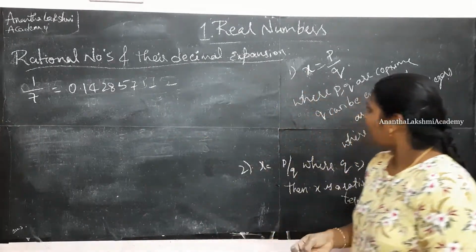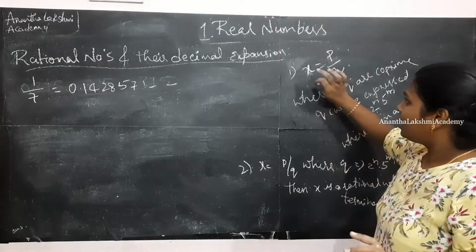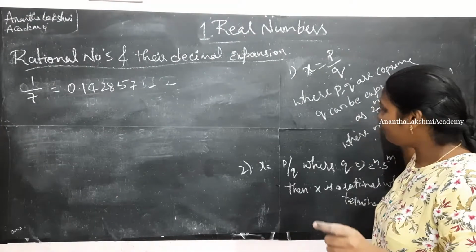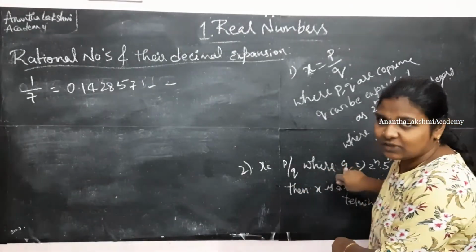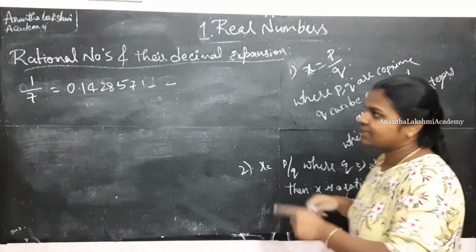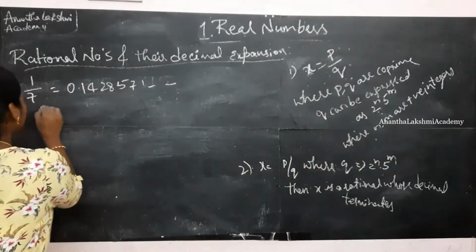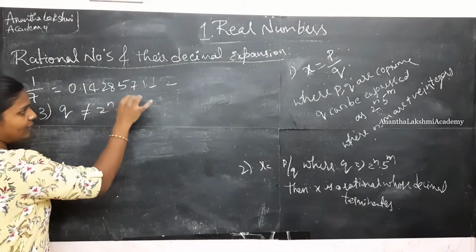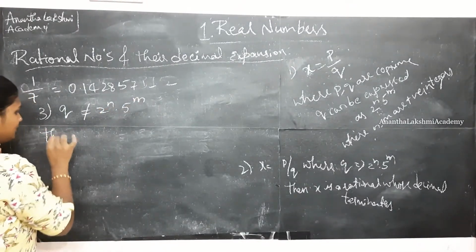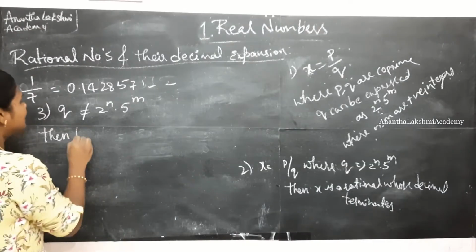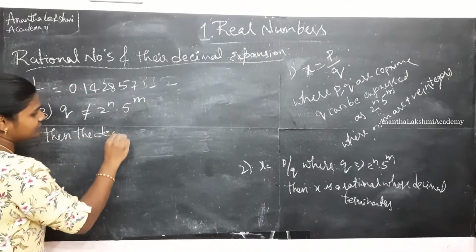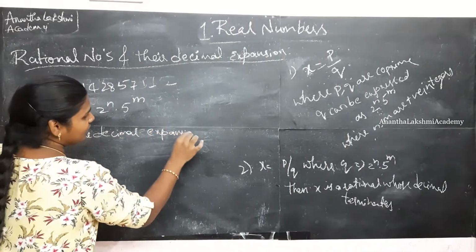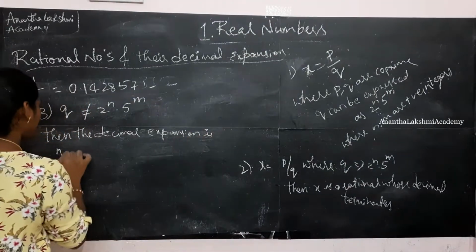So far we have learnt two theorems for the terminating decimal. The first thing is, when it terminates, the denominator has to be of this form. The second thing is, when the denominator is of this form, the decimal expansion terminates. The third concept is, when q is not in the form of 2 power n and 5 power m, then the decimal expansion is non-terminating.